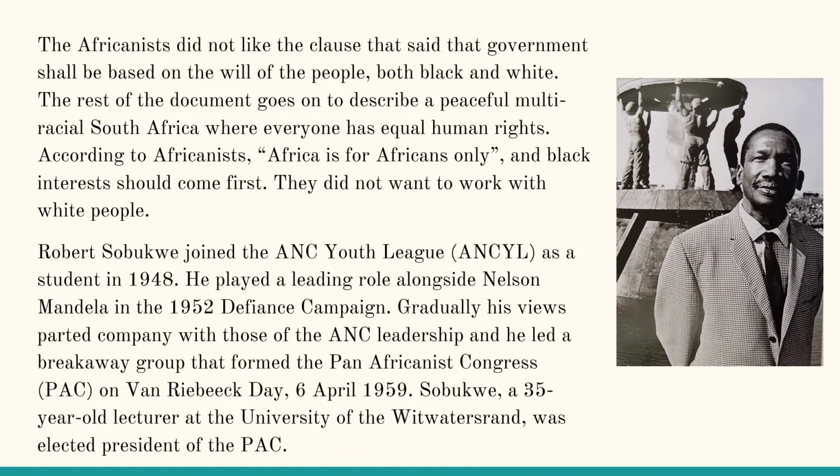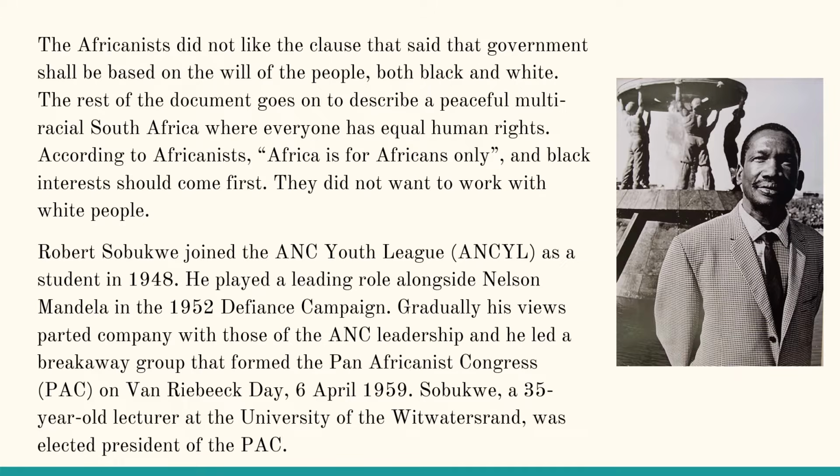The Africanists did not like the clause that said that government shall be based on the will of the people, both black and white. The rest of the document goes on to describe a peaceful, multiracial South Africa where everyone has equal human rights. According to the Africanists, Africa is for Africans only, and black interests should come first. They did not want to work with white people.